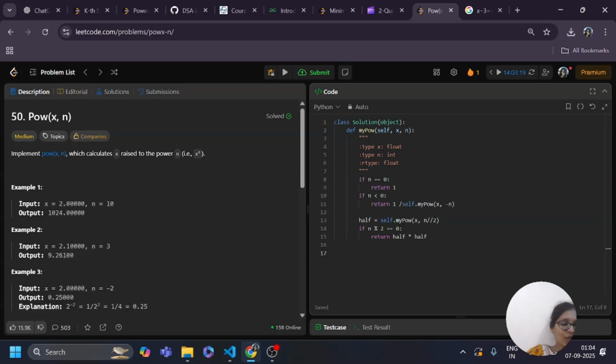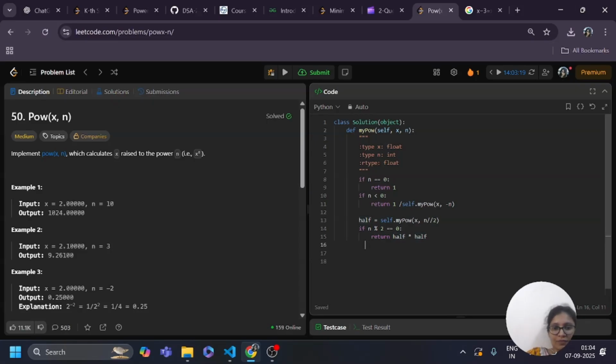Okay, so like if you have x to the power 4, then what do you write? x to the power 4 equals x to the power 2 into x to the power 2, and x to the power 2 into x to the power 2 equals x to the power 4. So this is used to handle even powers.